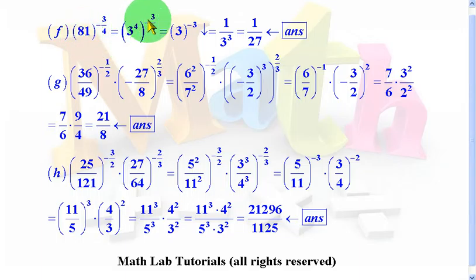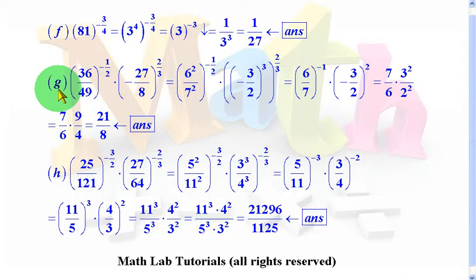Now you invoke the power of a power law, and 4 dot negative 3/4 becomes negative 3. Only the rider survives, the master dies, because the slave manages to kill the master through cancellation. So at the end, we get 3 to the power negative 3. A negative exponent means downshift. And we have 1 over 3 to the power 3, which becomes 1 over 27.